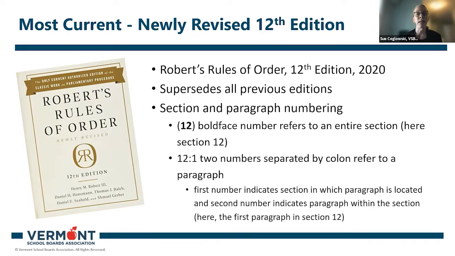And as you can see on this slide, the 12 boldface number refers to an entire section. Here it would be section 12. And the 2 numbers separated by a colon refer to a paragraph. So the first number here would be section 12, paragraph 1. All of the information that I'm providing today is from the 12th edition of Robert's Rules.